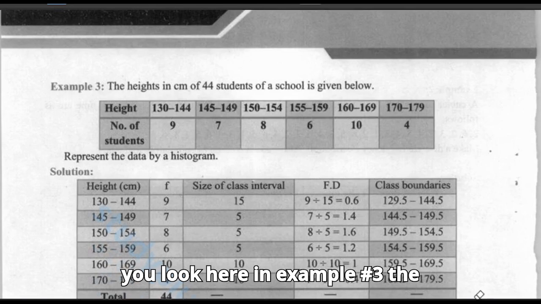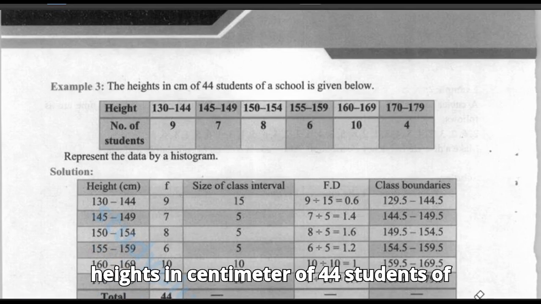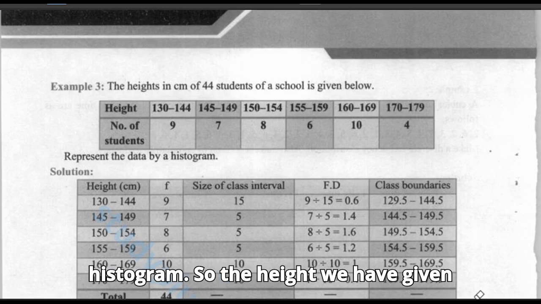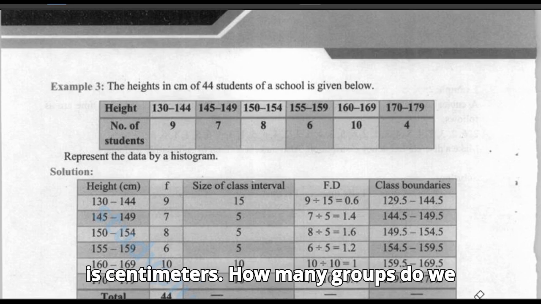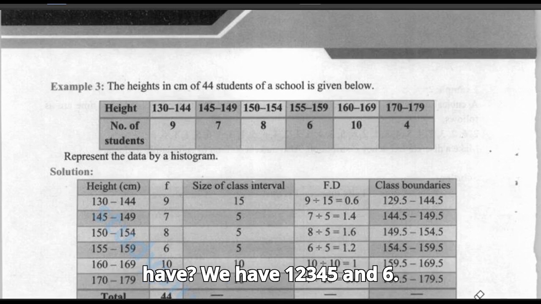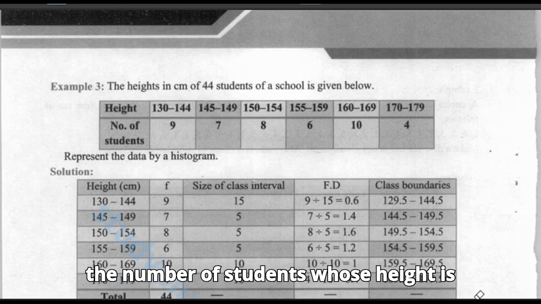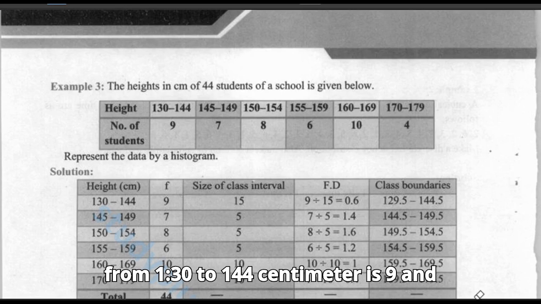If you look here in example number 3, the heights in centimeters of 44 students of a school are given below, and we need to represent this data by a histogram. So the height is given in centimeters. How many groups do we have? We have 1, 2, 3, 4, 5, and 6. So we have 6 classes or groups, and the number of students whose height is from 130 to 144 centimeters is 9, and so on.